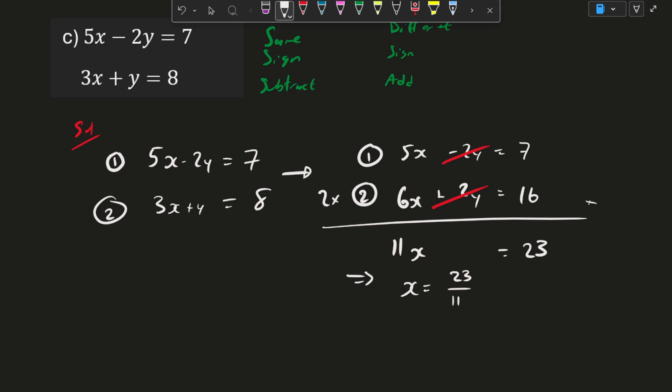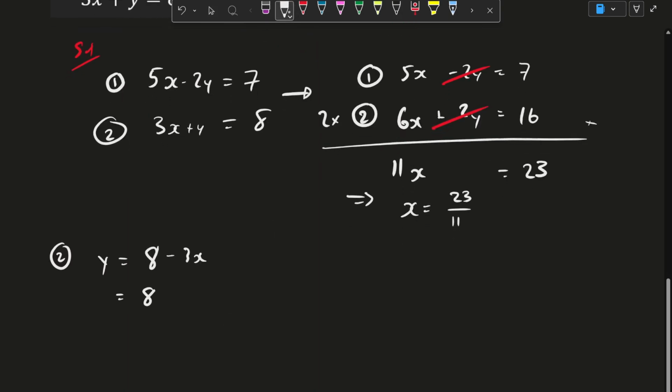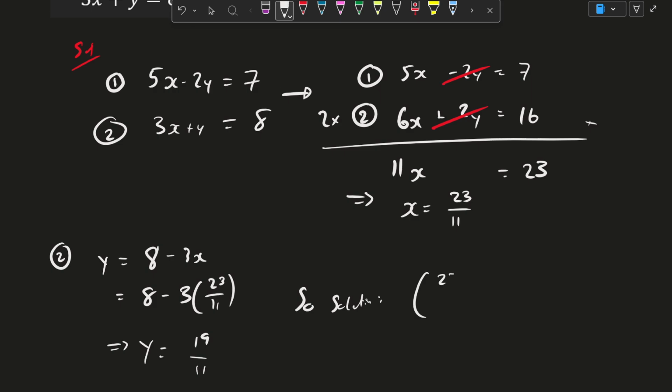in this case, equation 2. So if we take equation 2 and rearrange it for y, we get 8 take away 3x, which is 8 take away 3 lots of 23 over 11. Minus 3 lots of 23 over 11 gives us 19 over 11. So if we want that as a point, considering we're talking about x's and y's in this case, the solution is 23 over 11, 19 over 11.